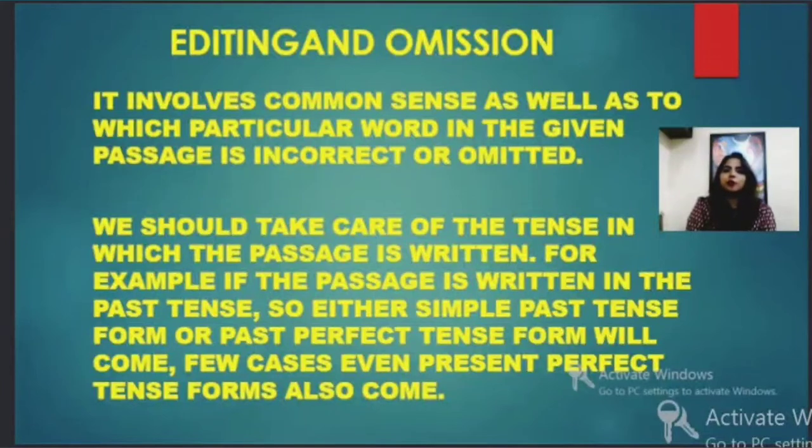It involves common sense as well as knowing which particular word in the given passage is incorrect or omitted. We should take care of the tense in which the passage is written. For example, if the passage is written in the past tense, so either simple past tense form or past perfect tense form will come. In a few cases, even present perfect tense forms also come.